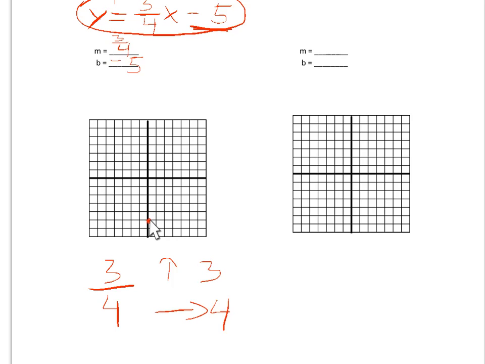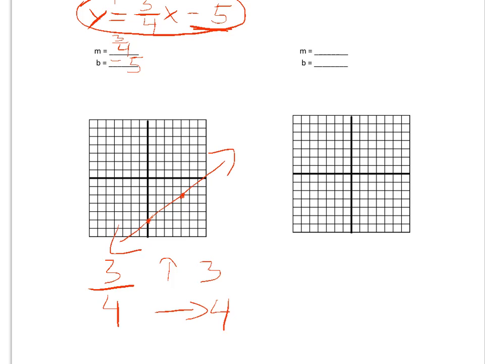So from this y-intercept, I go up 1, 2, 3. To the right 1, 2, 3, 4. So there's my next point right there. Okay, I have at least 2 points. Connect them. There's my line.